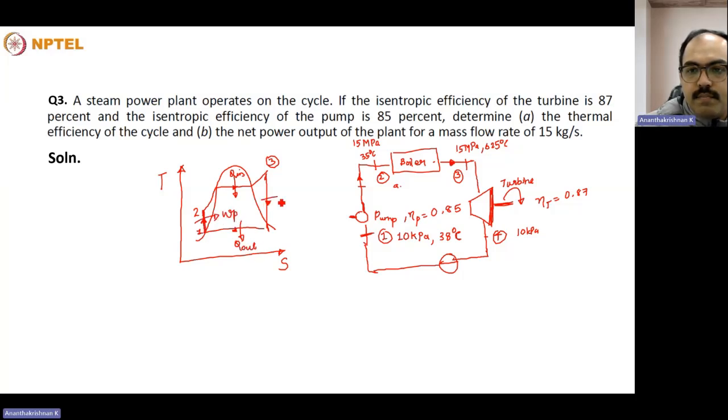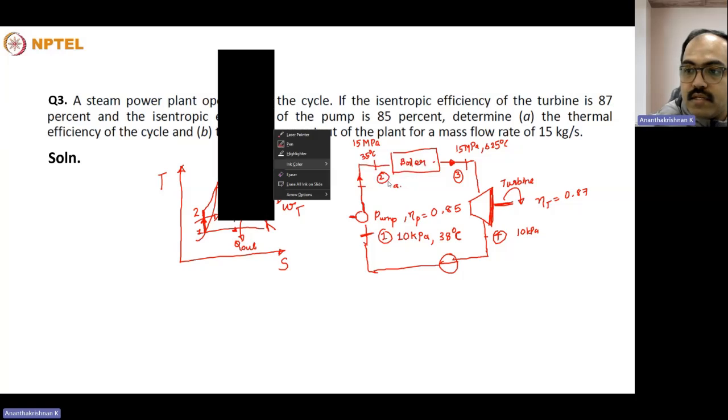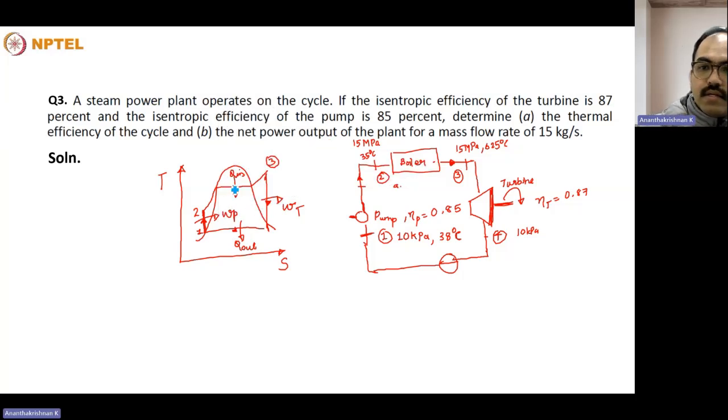So turn in the pump and the work given out of turbine. This is the ideal case, but in our case, an isentropic efficiency is given for both the pump as well as the turbine. So this will be the new state point 2 dash to take into consideration the irreversibilities that occur.